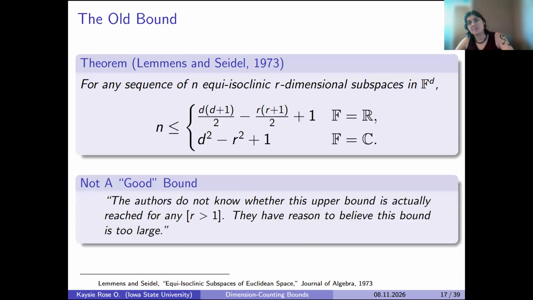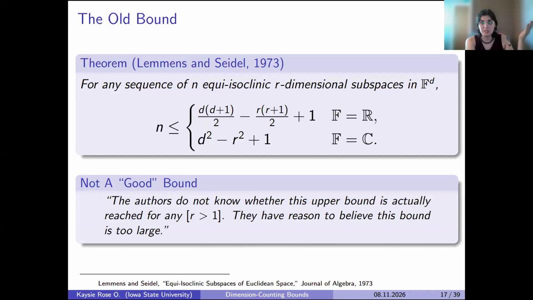In fact, Lemmens and Seidel were not satisfied with this bound. This is a quote from that exact paper. They don't know whether this upper bound is actually reached for any r greater than 1. They have reason to believe this bound is too large.